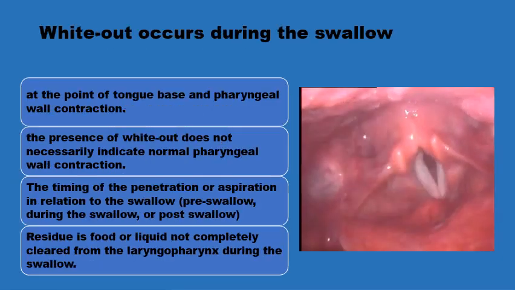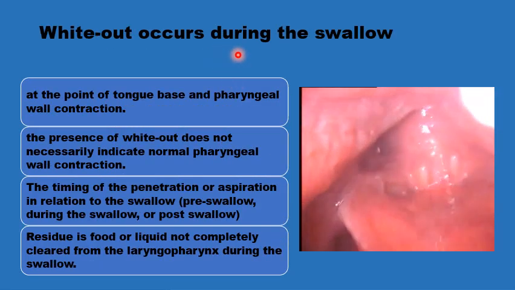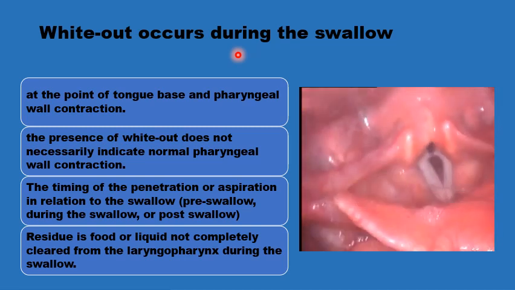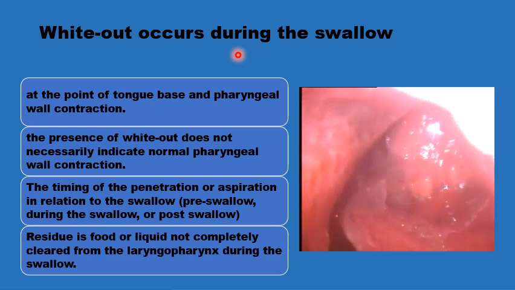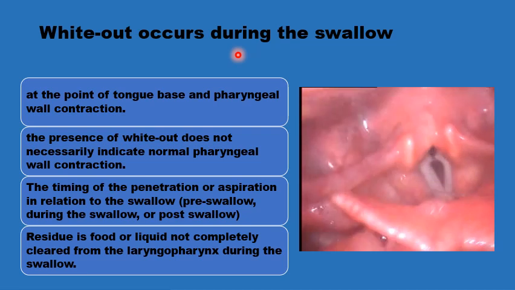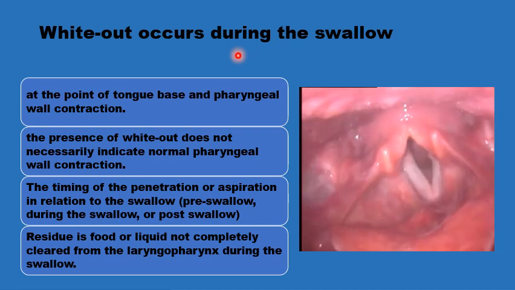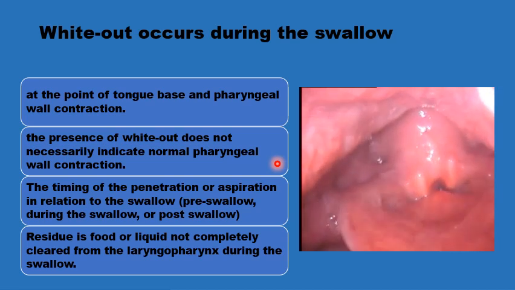Whiteouts occur often during the endoscopic examination, when the moving base of the tongue and the contracting pharyngeal wall come in contact with the tip of the nasopharyngoscope. The presence of a whiteout does not necessarily indicate that the pharyngeal contractions are normal, but it tells you that it is not absent.